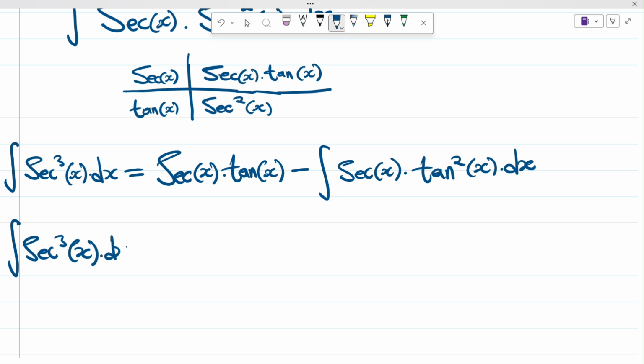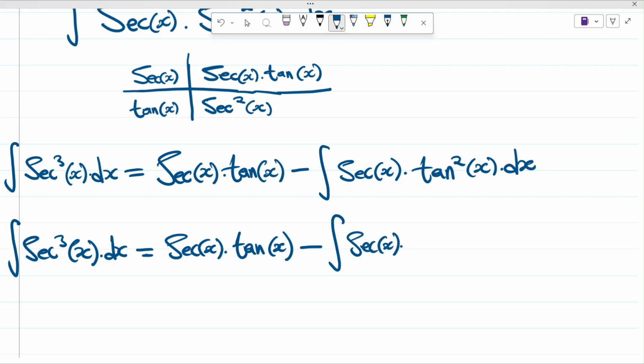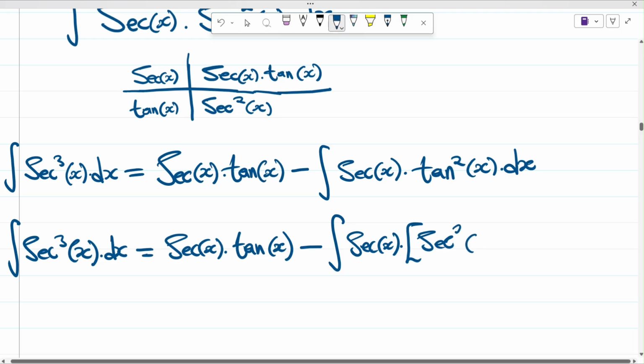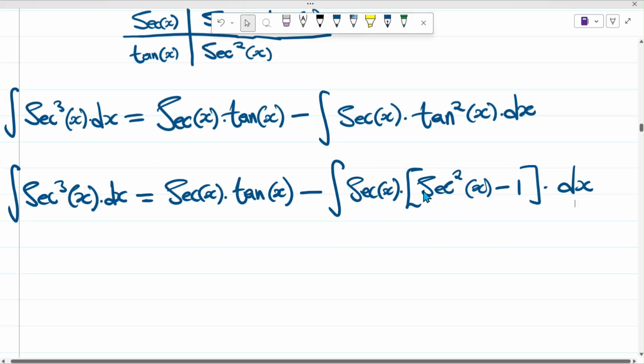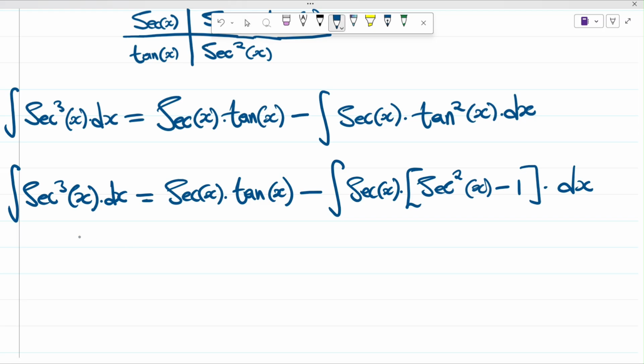So this is going to be sec cube of x, which equals sec of x tan of x minus the integral of sec of x. I said I'm only changing tan squared to sec squared, so this is going to be sec squared of x minus 1. Then I have my dx here. Of course, I'm going to multiply out here, so I'm going to have sec cube of x minus sec of x, right? Alright, so that's what I'm going to do.